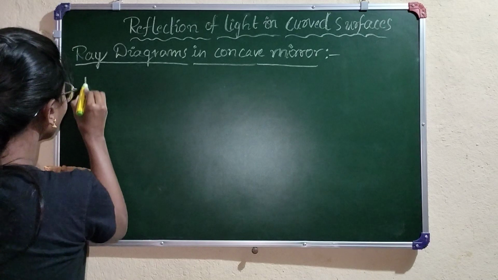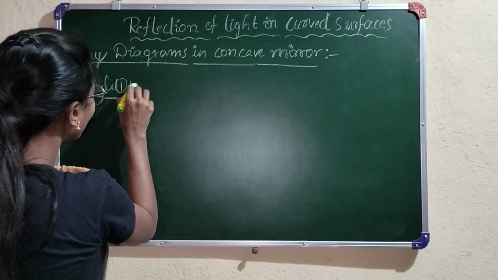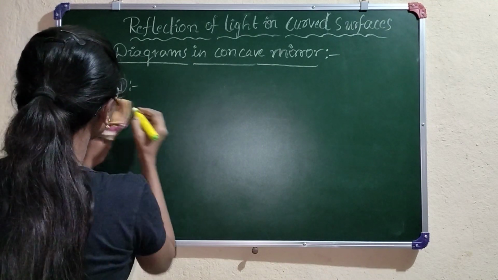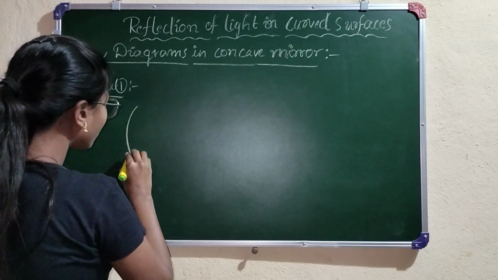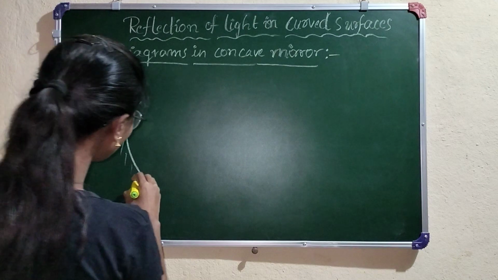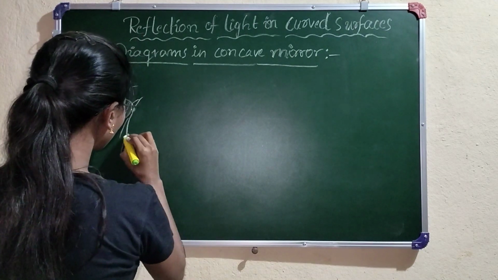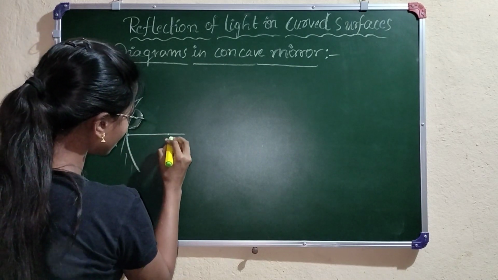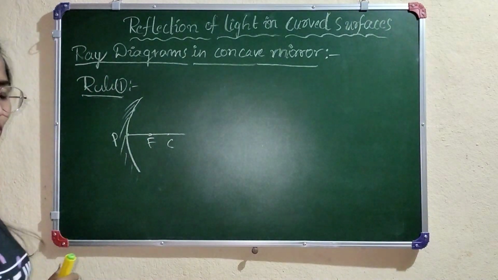So first, rule 1. The same concave mirror I am taking. All the points you have to draw. This is the center of curvature. The exact middle point between the center of curvature and the pole is the focus.